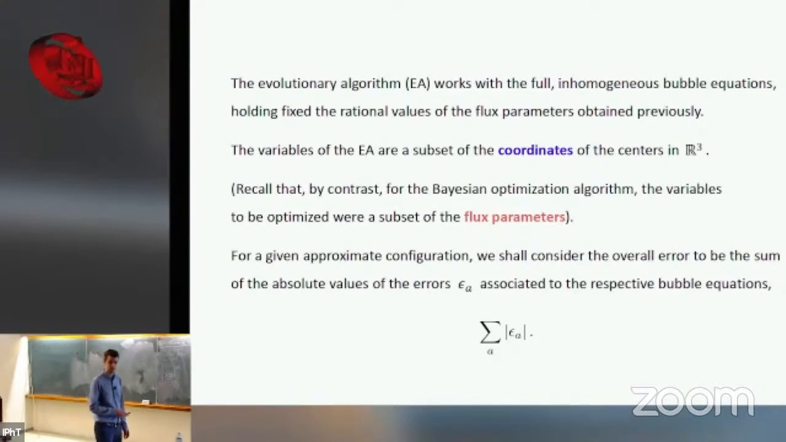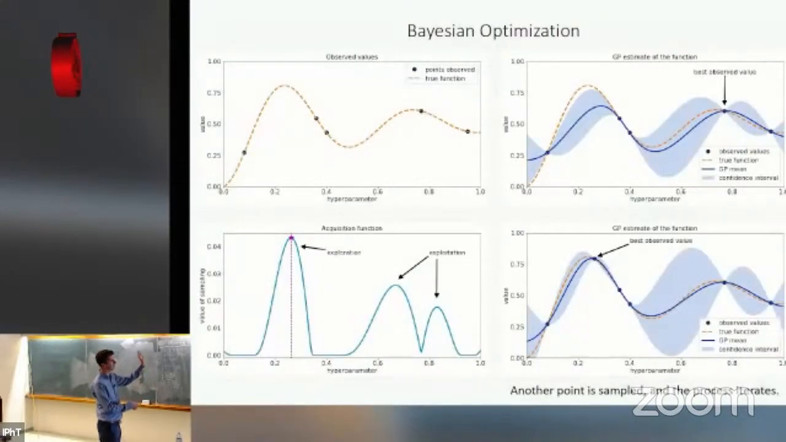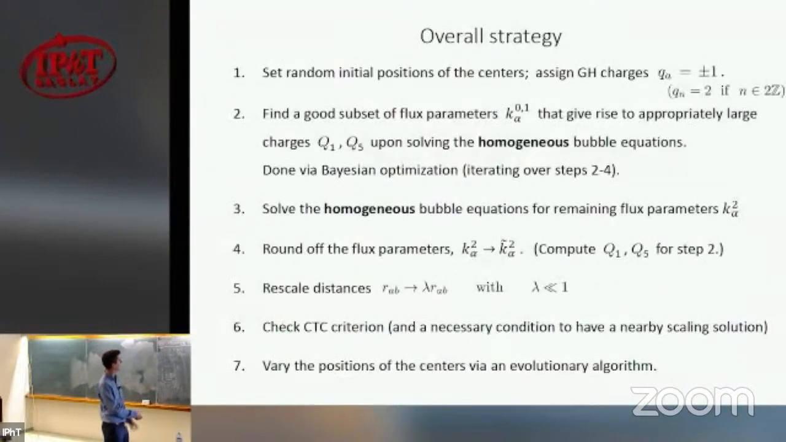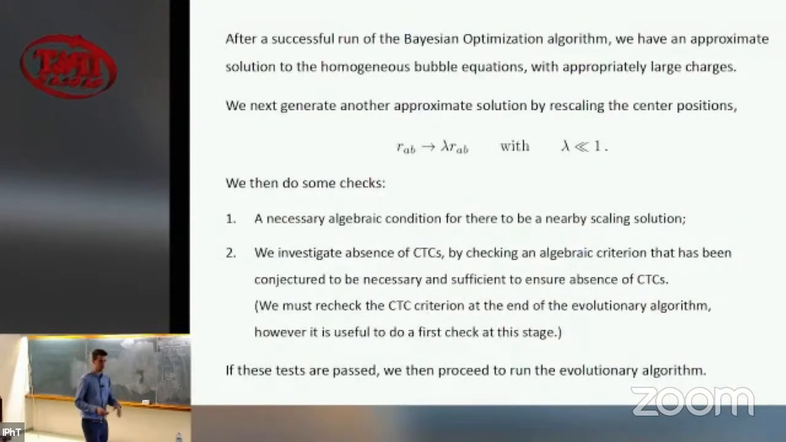Have you done rationals together? Yeah, we did that at an earlier step, before we checked the values of the charges, we rounded off the flux parameters. That was step four here. Okay, so now we have a candidate configuration, which is not a solution yet, but it does satisfy the quantization conditions and it has nice largish charges.